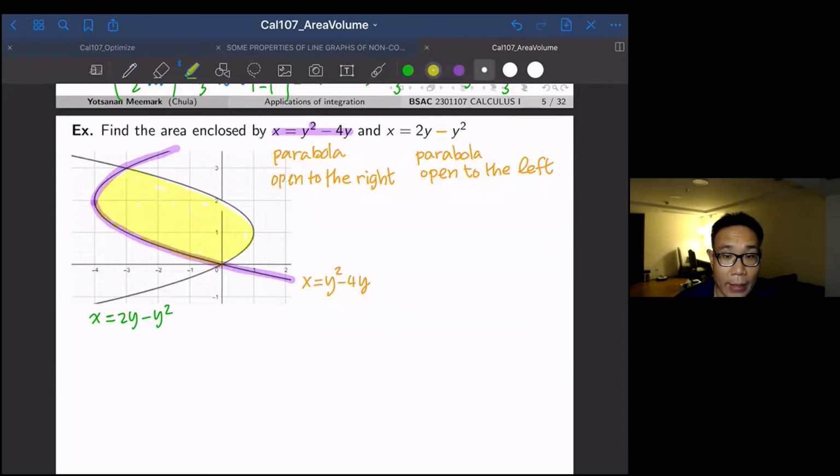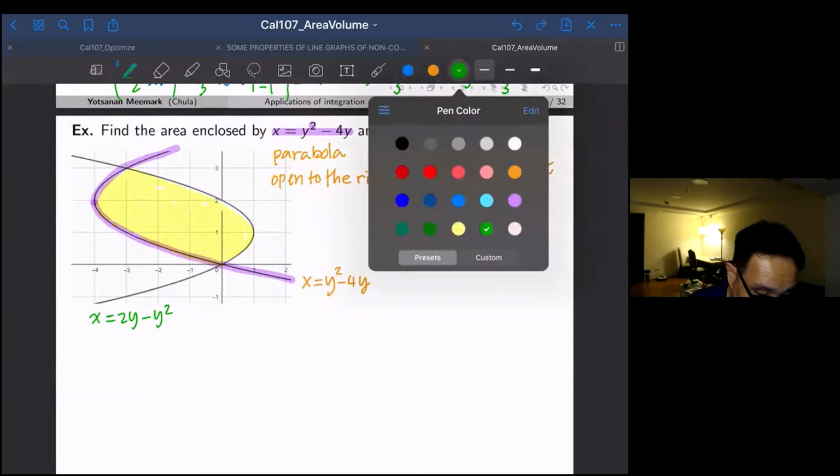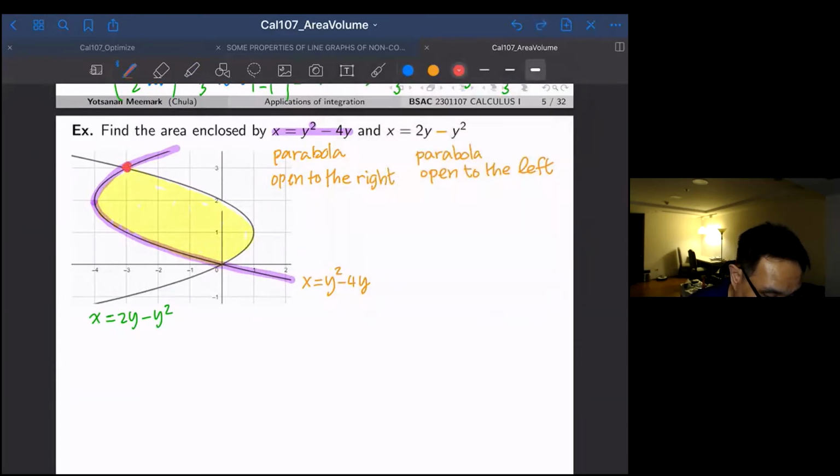Okay, and you see that it's gonna be this one and the intersection point. So you need to find the intersection point. It's gonna be here, at the origin. So the intersection points are at the origin and at negative 3, 3.